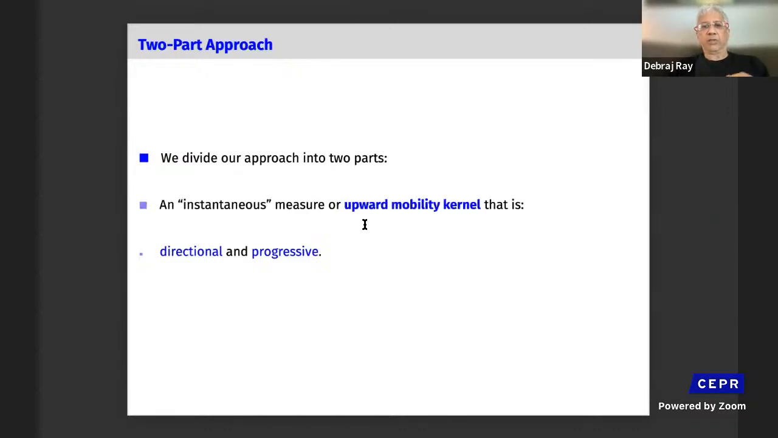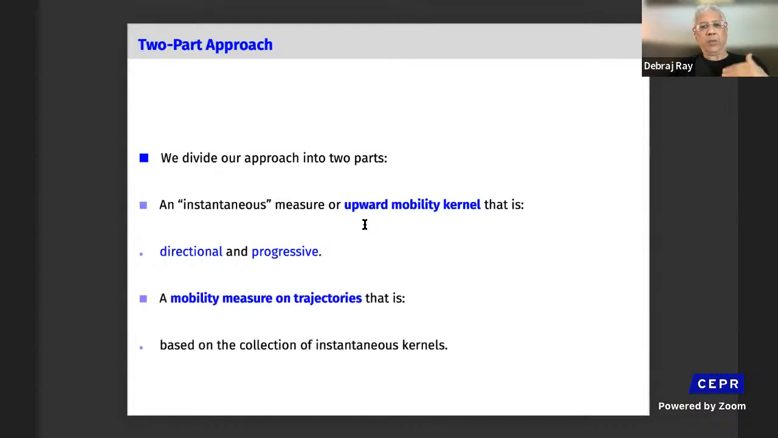The first part is going to be concerned with an object that we will call an upward mobility kernel. The idea is that it is a measure of mobility at any instant of time. It is not an empirically suitable measure. It is a measure that I'm going to write down in order to build the measure that I'm interested in. So this part is conceptual. I'm going to write down an instantaneous measure of upward mobility, which is both directional and progressive in the sense that I talked about earlier. And then using this kernel, I'm going to extend it to a mobility measure on entire income trajectories, based on the implied collection of instantaneous kernels that these trajectories generate. All of this is going to become more clear in a few minutes.